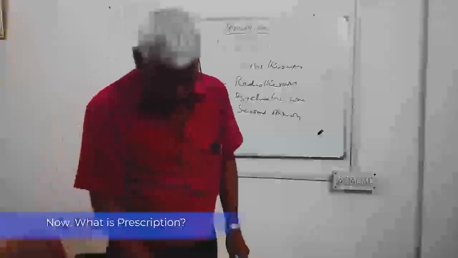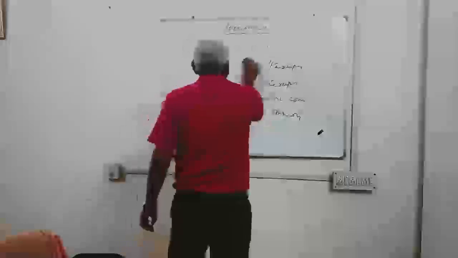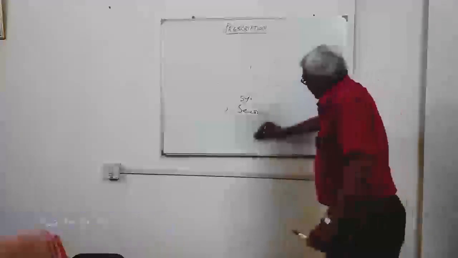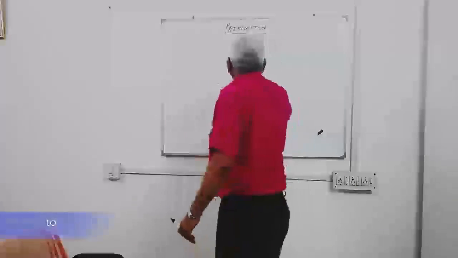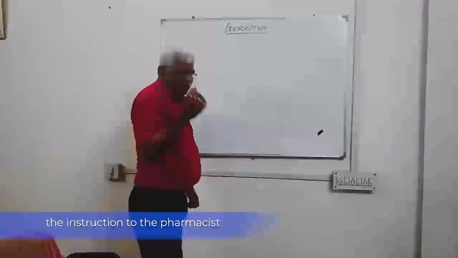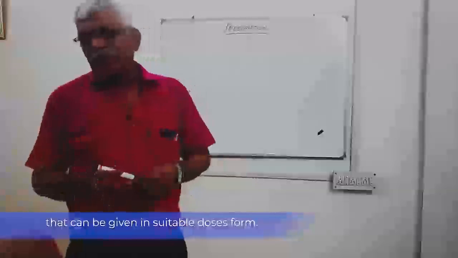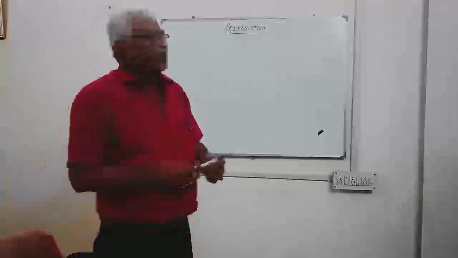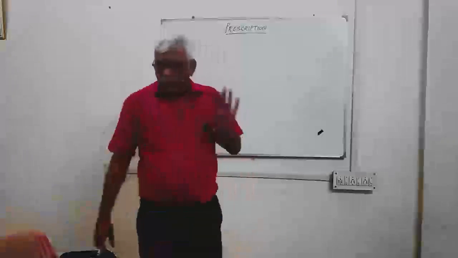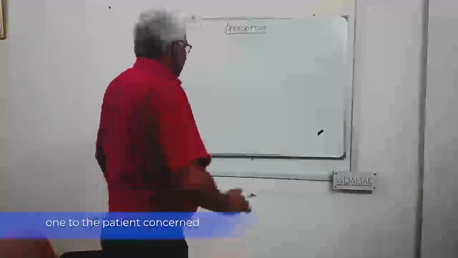Now, what is a prescription? A prescription is a written order by a physician, a qualified physician, to prepare some drugs, and it is an instruction to the pharmacist so that it can be compounded and given in a suitable dosage form, and to the patient so that it can be taken in a suitable dosage form. So it contains two directions, one to the pharmacist and one to the patient concerned.